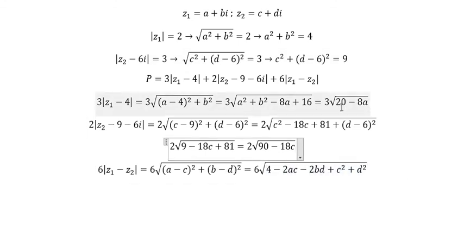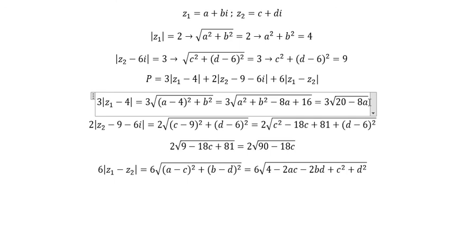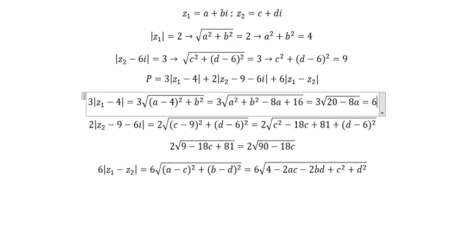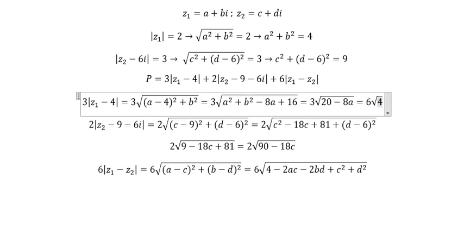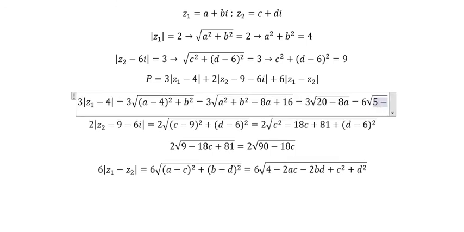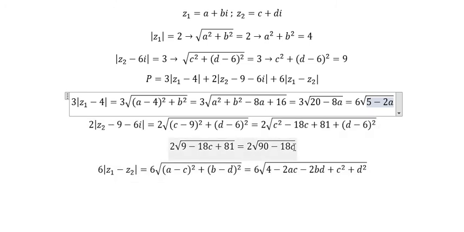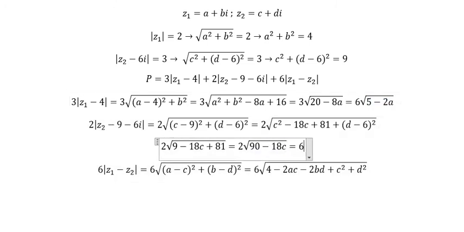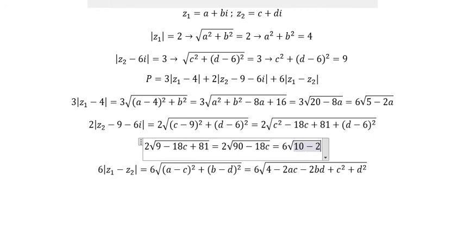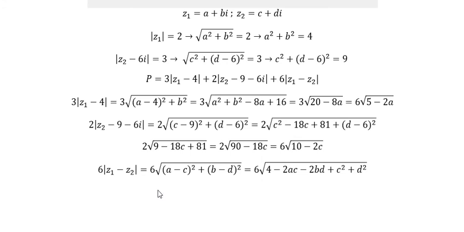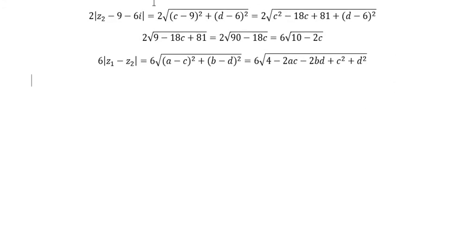Next, we need to put 4 outside and 9 outside, and you will get 6 multiplied with the square root of 4 of 5 minus 2a. This one you got 6 multiplied with 10 minus 2c. Now we have 6 and 6 we can put in here.